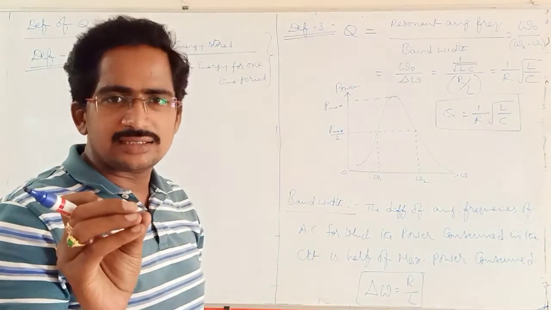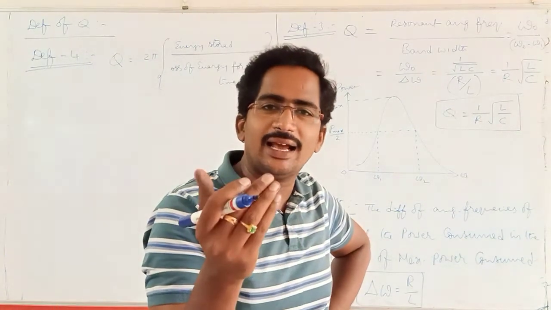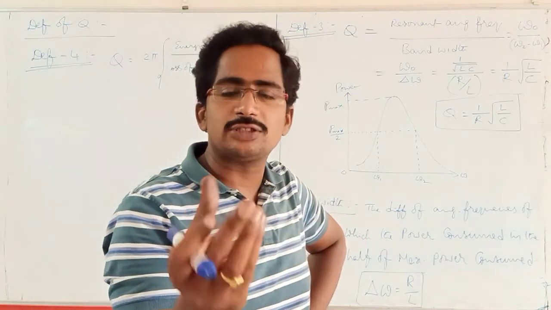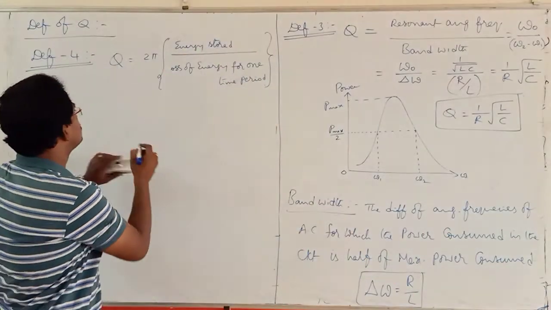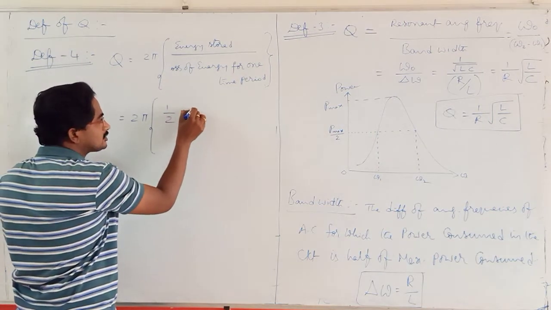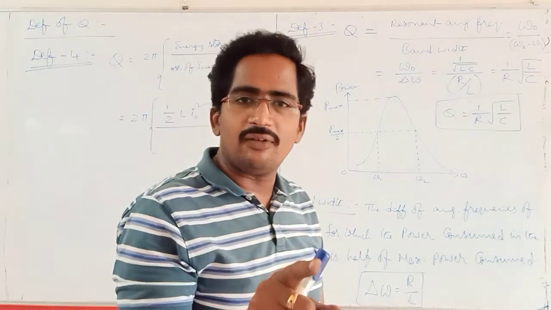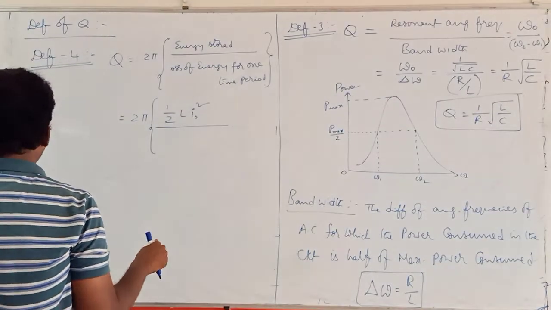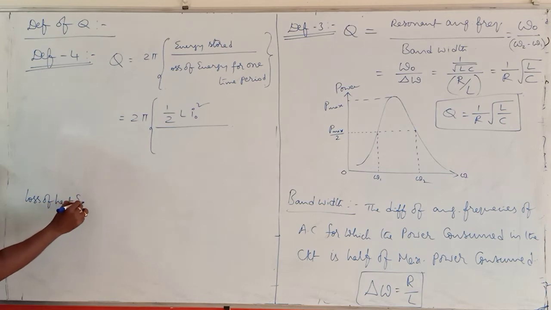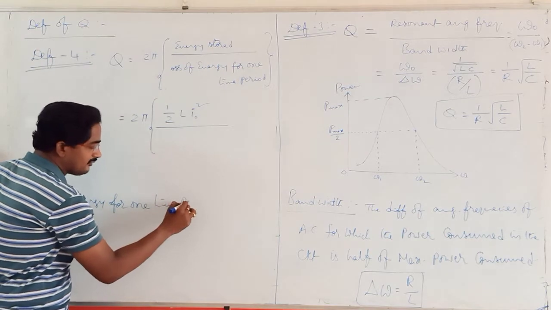Whenever you take an LCR circuit, you may take the maximum energy stored in an inductor or capacitor. Here I am going to take the maximum energy stored in the inductor. So what I will get here is 2 pi into half L I naught square, divided by the energy wasted out for one time period of the cycle. Do remember, this is the loss of heat energy for one time period.